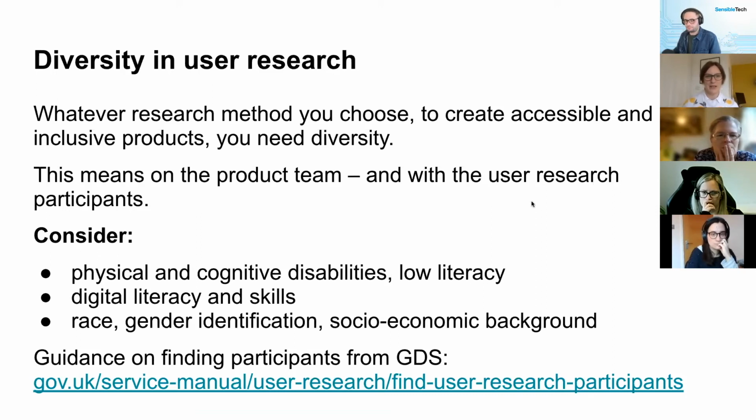Skipping on, one very important thing is to consider diversity in your user research, and think about the product team and design team building the service, as well as who you recruit to research it. There are physical and cognitive disabilities, low literacy, digital literacy, as well as race, gender, and socioeconomic considerations. There's quite a lot of information on gov.uk about how you would go about finding participants in a diverse and inclusive way. Next slide, please.